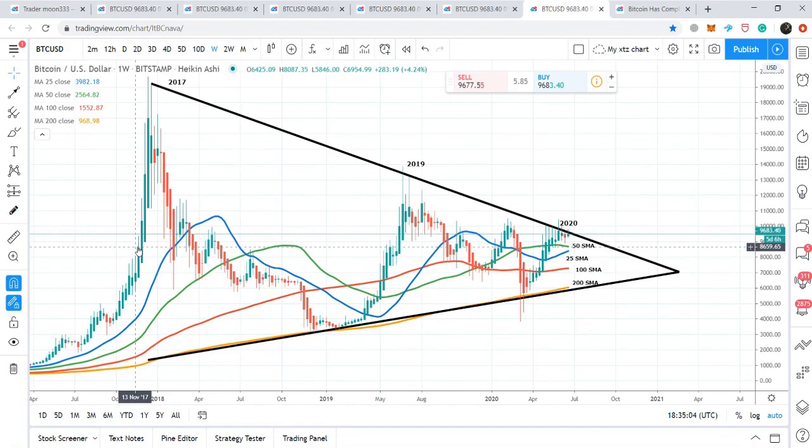And I'm expecting around $100,000 to $300,000 within the next 1 to 2 years, like it moved up here.